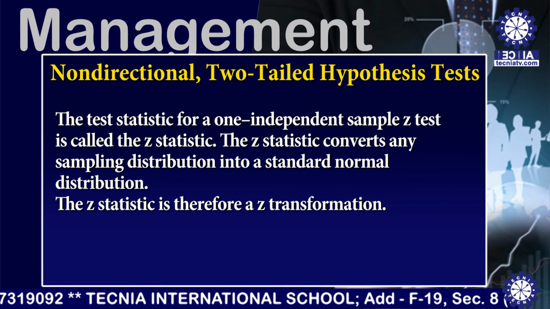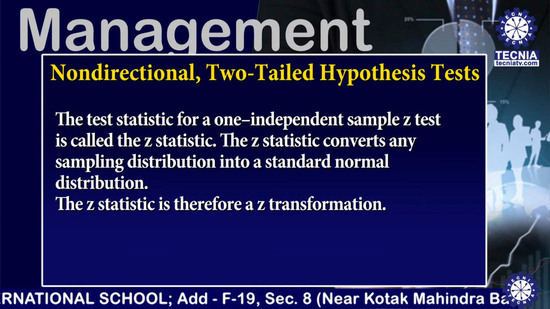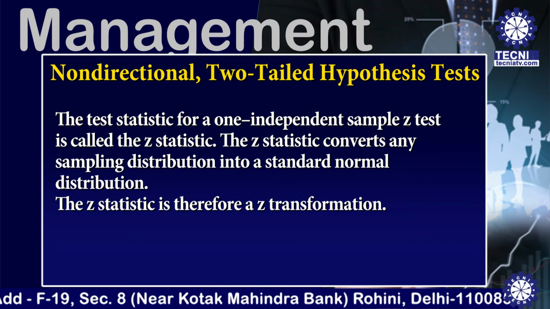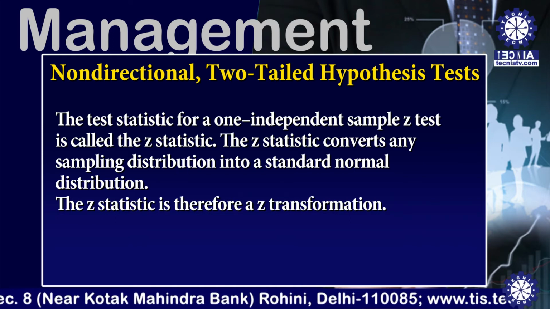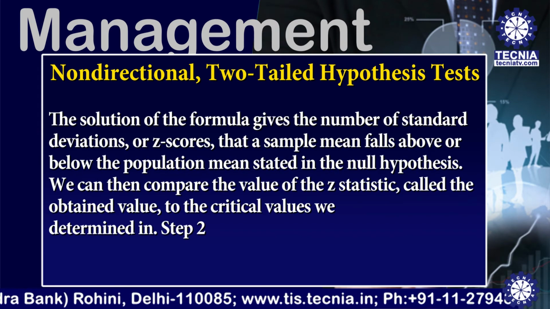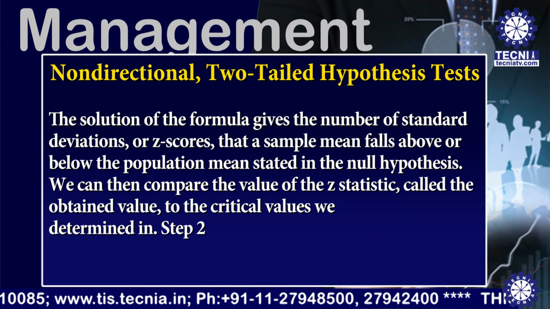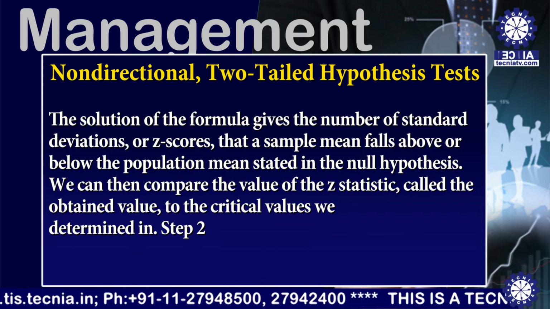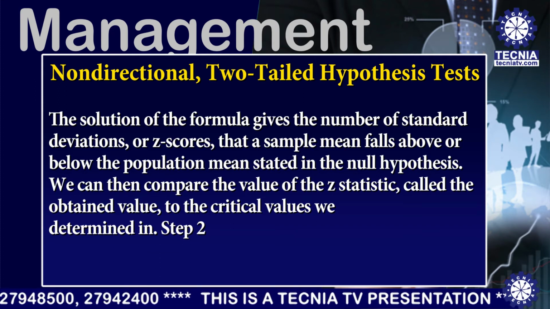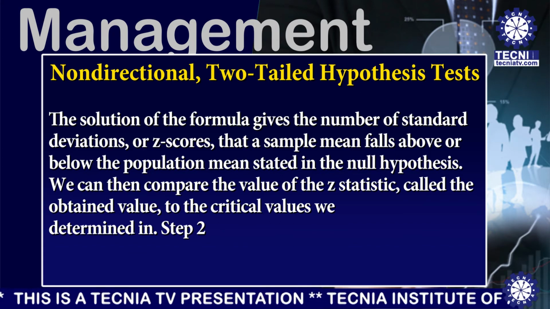The test statistic for a one independent sample Z-test is called the Z-statistic. The Z-statistic converts any sampling distribution into a standard normal distribution. The Z-statistic is therefore a Z transformation. The solution of the formula gives the number of standard deviations, or Z scores, that a sample mean falls above or below the population mean stated in the null hypothesis. We can then compare the value of the Z statistic, called the obtained value, to the critical values we determined in step 2.